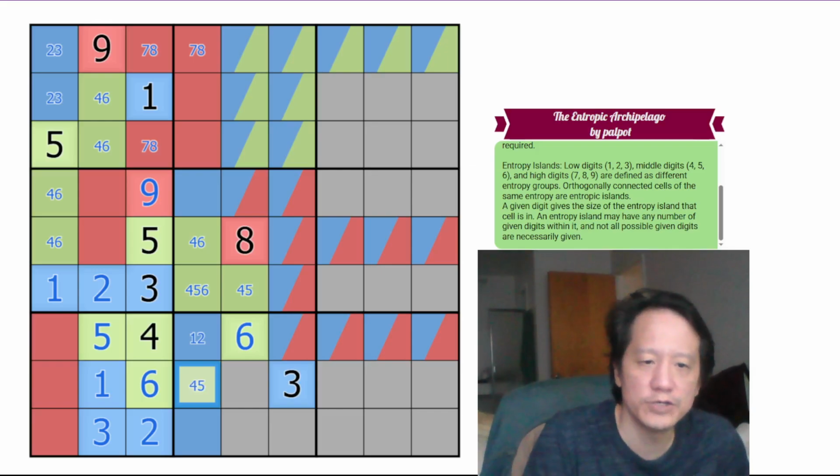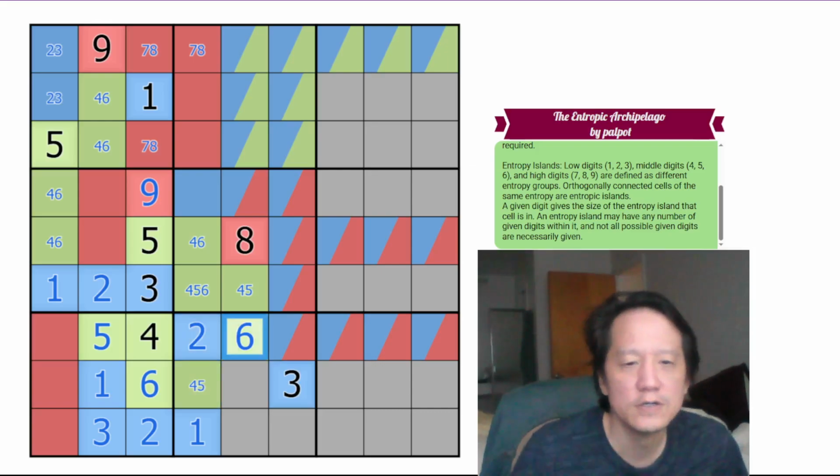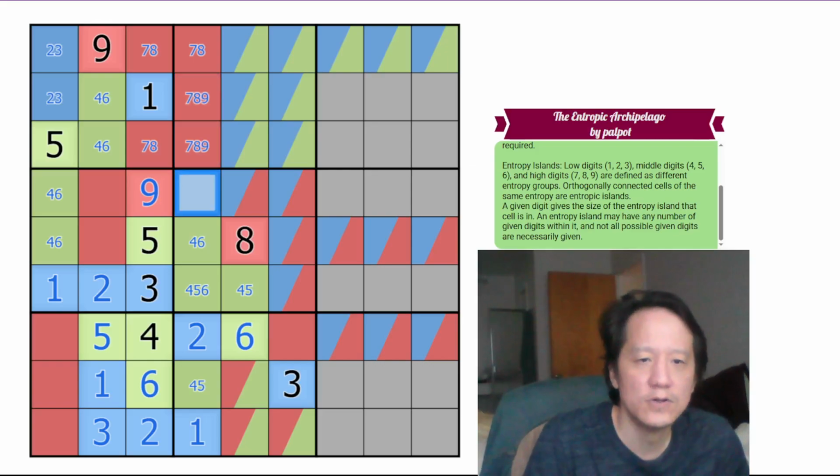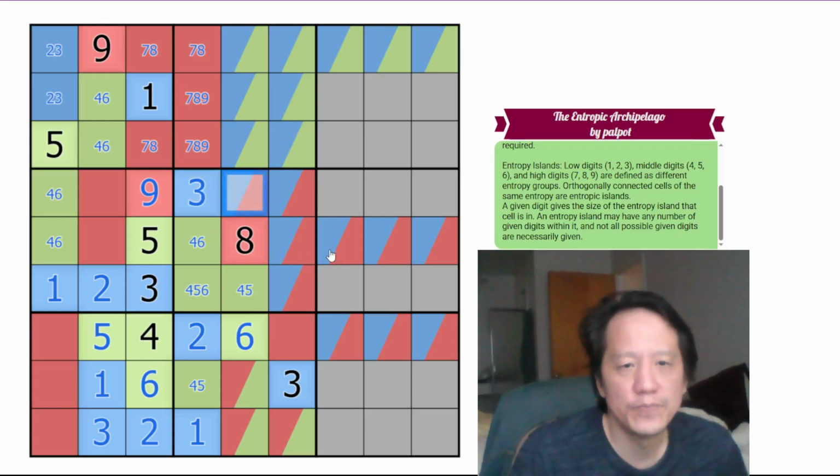We're not sure which. This cannot be 2 or 3. So this is 1, which makes this 2. We have all 3 lows in this lower central box, so that cannot be low for the rest of the box. This must be middle or high then. This is high. Okay, we don't have any more givens here. This must be 7, 8, or 9 here. This has to be a 3. Okay.